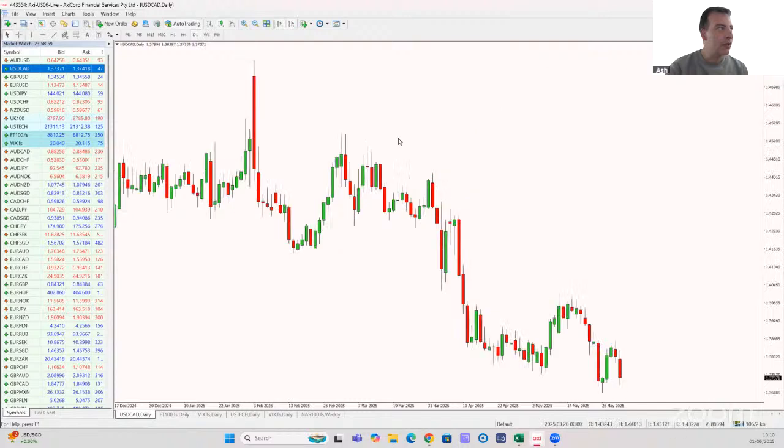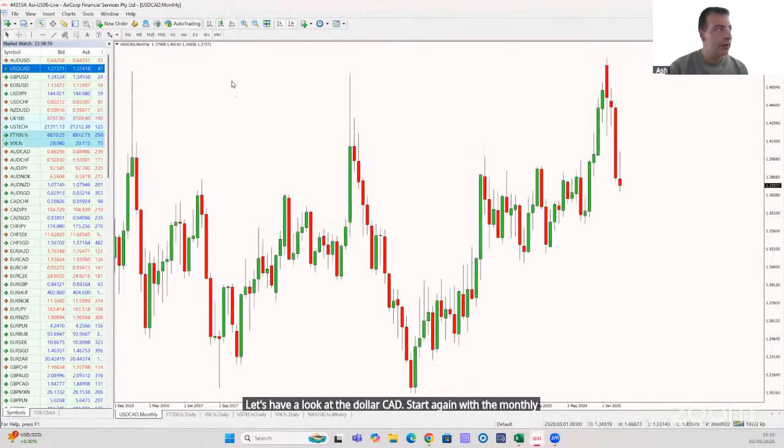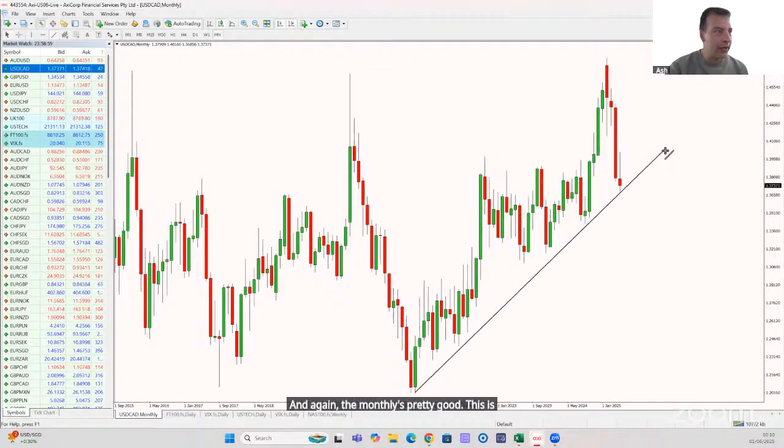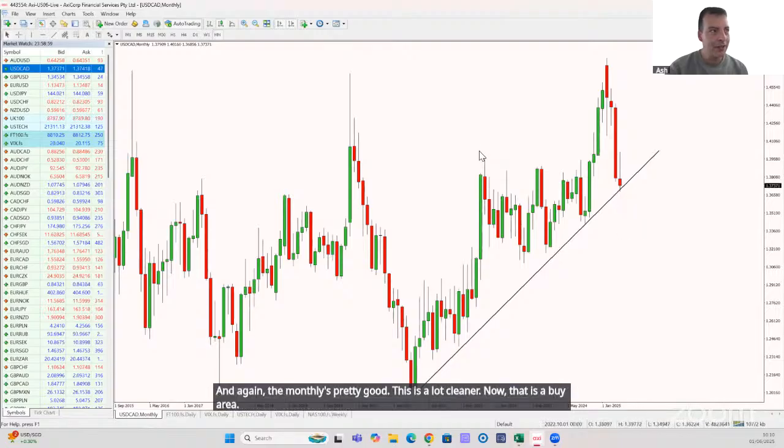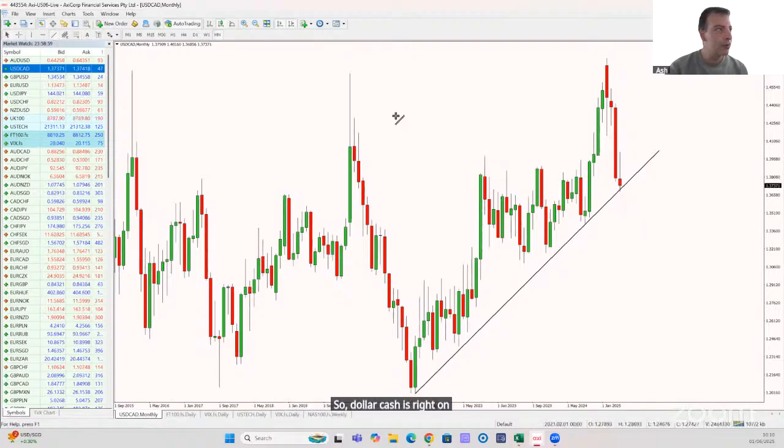Let's have a look at the dollar CAD. Start again with the monthly. And again, the monthly is pretty good. This is a lot cleaner. Now that is a buy area. So dollar CAD is right on a buy zone. This is a lot cleaner.